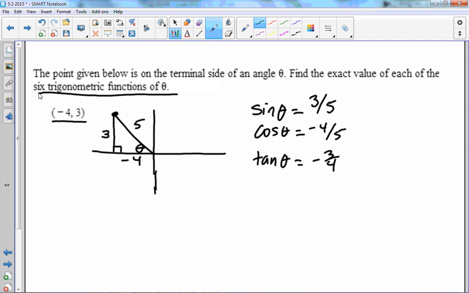Okay. Now, how do we find these? Cosecant and secant and cotangent. They're reciprocals, right? So cosecant would be the reciprocal of sine, so it would be 5/3. All right, what's secant now? -5/4. All right, and then cotangent would be -4/3.